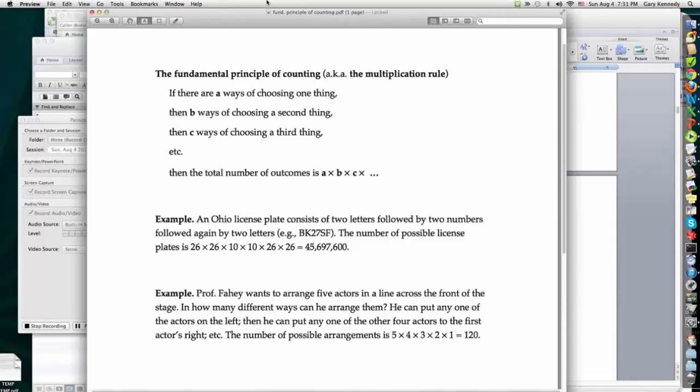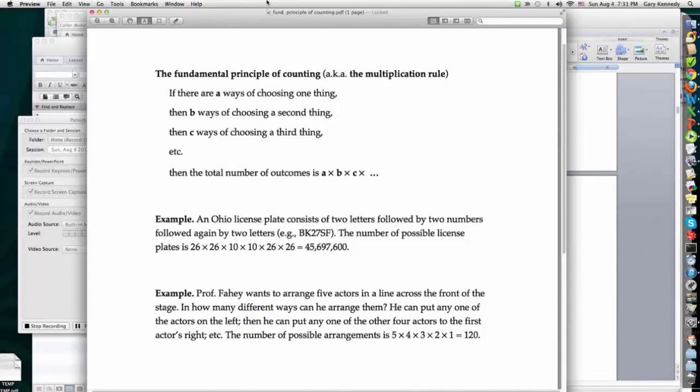Well, let's think about the positions from left to right. He can put any one of the actors on the left, okay, in the leftmost position. So he points to the baritone and he says, okay, you stand there. Okay, now he comes to the next position. Well, now there aren't 5 possibilities because he's already used up one of the actors. Now he has 4. Okay, so he chooses one of the 4 actors and puts them in that position.